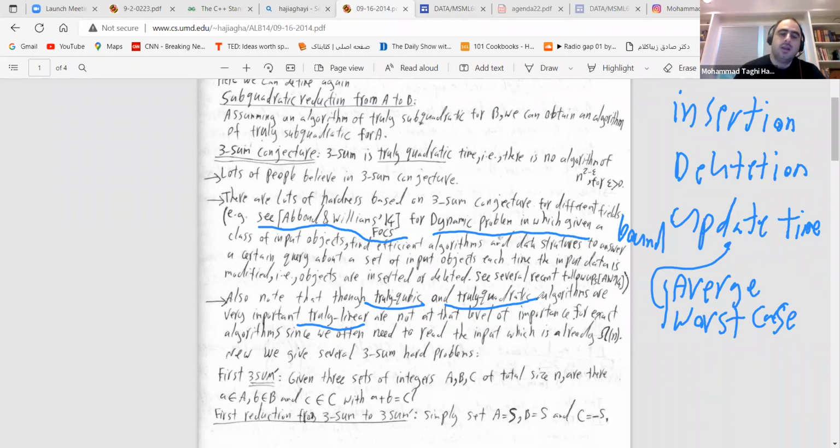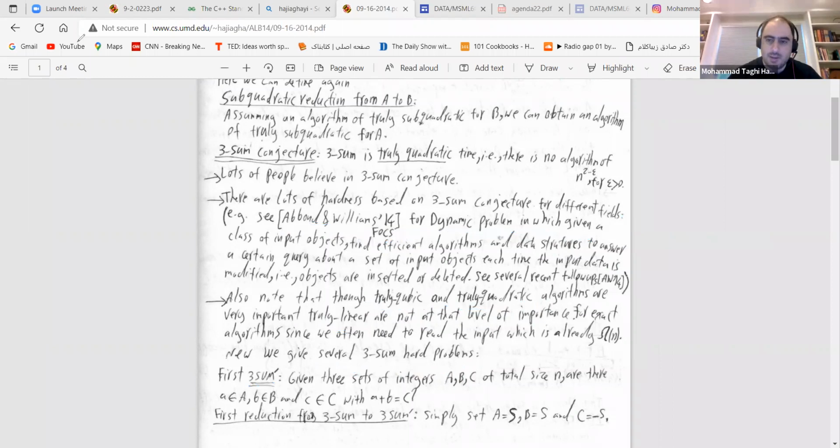Good. Now, given that, let's go and talk about several 3SUM-hard problems. These are a nice set of problems that we discussed. The first problem is the 3SUM problem. So what is the three-sum problem? Let me actually.